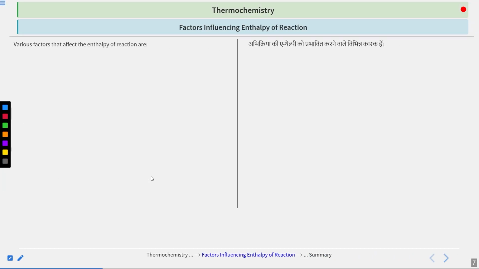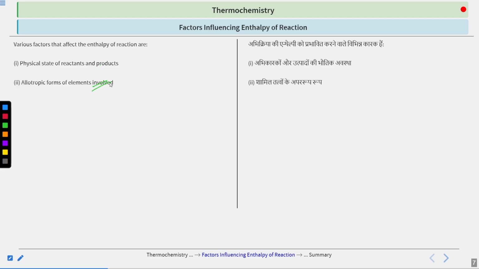Now we will see what the factors affecting the enthalpy of reaction are. First is physical state. Second is the allotropic form, meaning which allotropic form we are dealing with. Suppose we are taking carbon, then it is either graphite or coal, right? You must be aware of which elemental form or allotropic form you are dealing with, because for each one you will have a different enthalpy value.